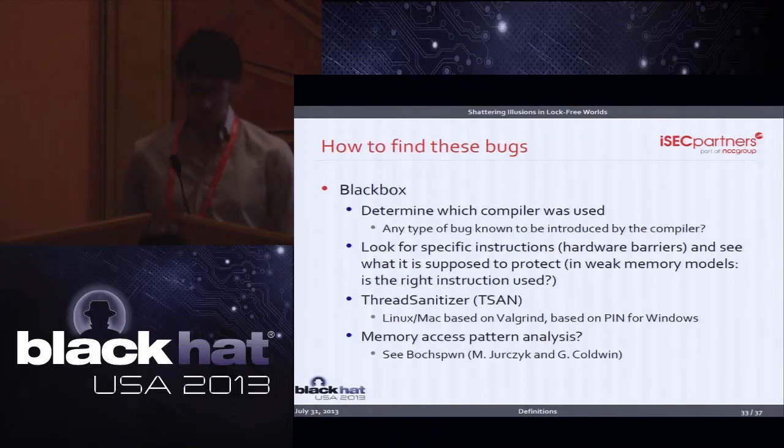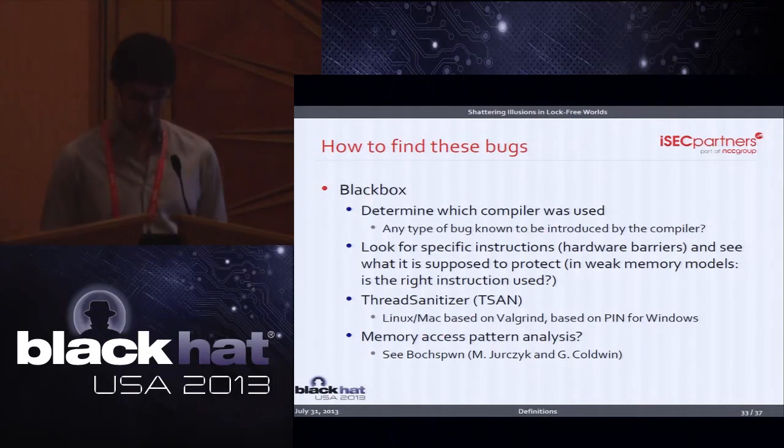So it is relatively tricky to find these bugs, but finding out which version of the compiler was used, as well as knowing bugs a specific compiler can introduce, could be a start. Looking for specific instructions would allow you to find code sections that should be protected. Then you need to determine if the right hardware barrier was used everywhere, and this mostly works for weaker memory models. You could use a thread sanitizer or TSAN, which is based on Valgrind for Linux and macOS, and PIN for Windows, which is a dynamic binary instrumentation tool. Also, if any double fetch has been introduced, Drew and Ginvail are going to talk about a tool to find that kind of issue more easily tomorrow.